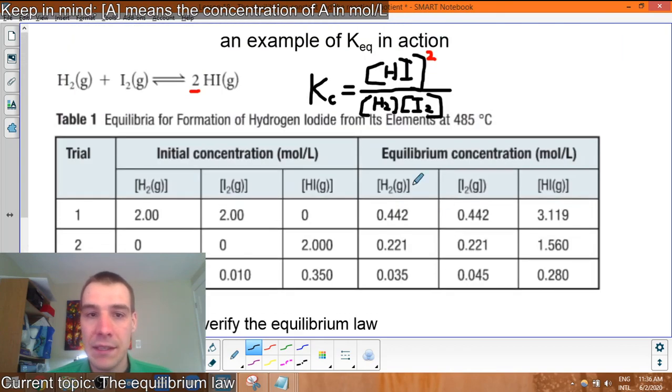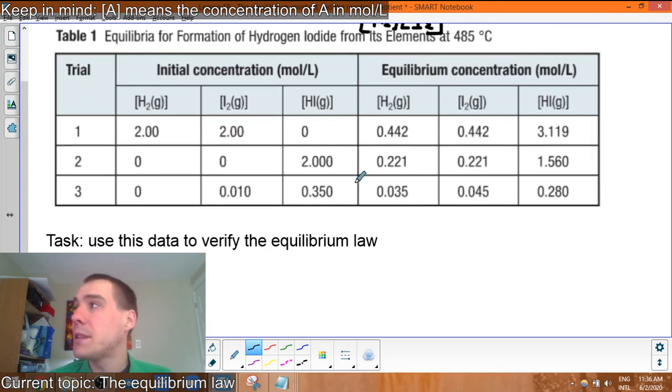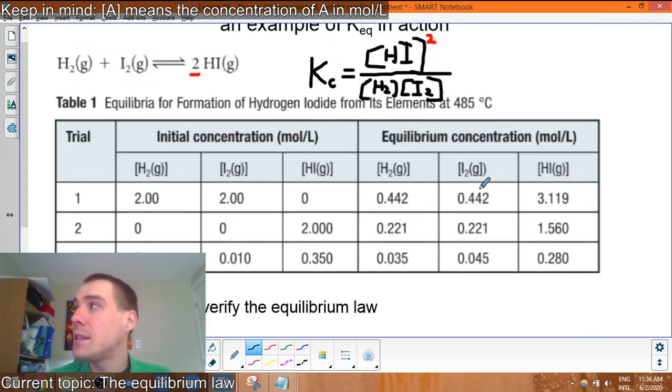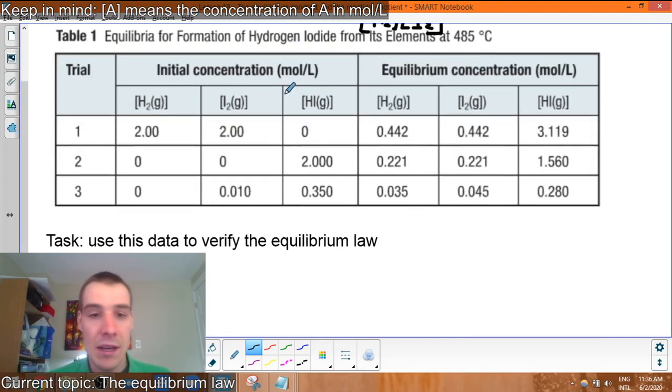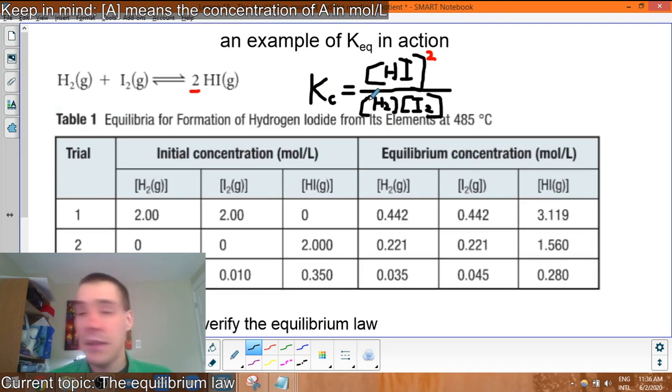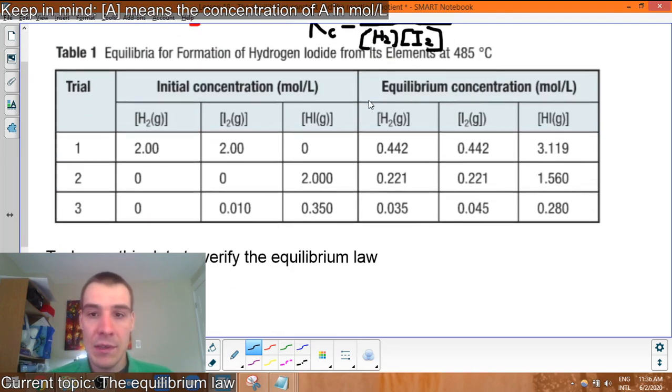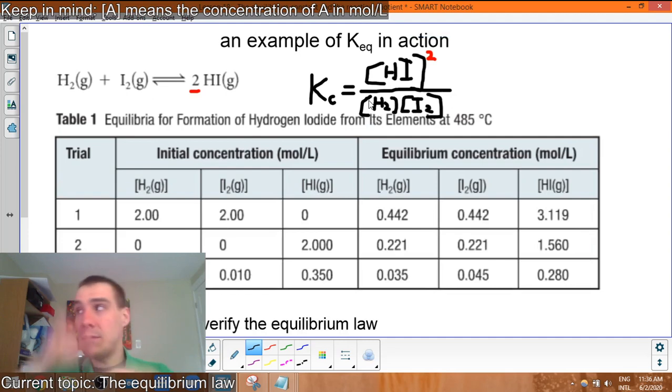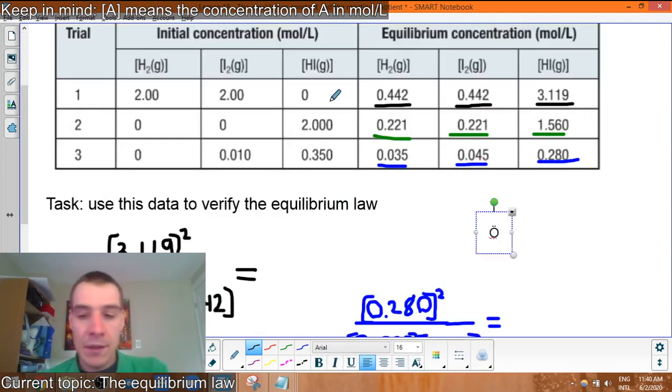So we want to verify this equilibrium law. Basically, we want to put these numbers of H2, I2, and HI in moles per liter into this expression that we just made and verify that they all come out to the same K value. So I'm going to pause and type all of those in, because I don't want you sitting here for 5 minutes watching me type those in, and then I'll just do the calculations. So here we go, I've written them all out.